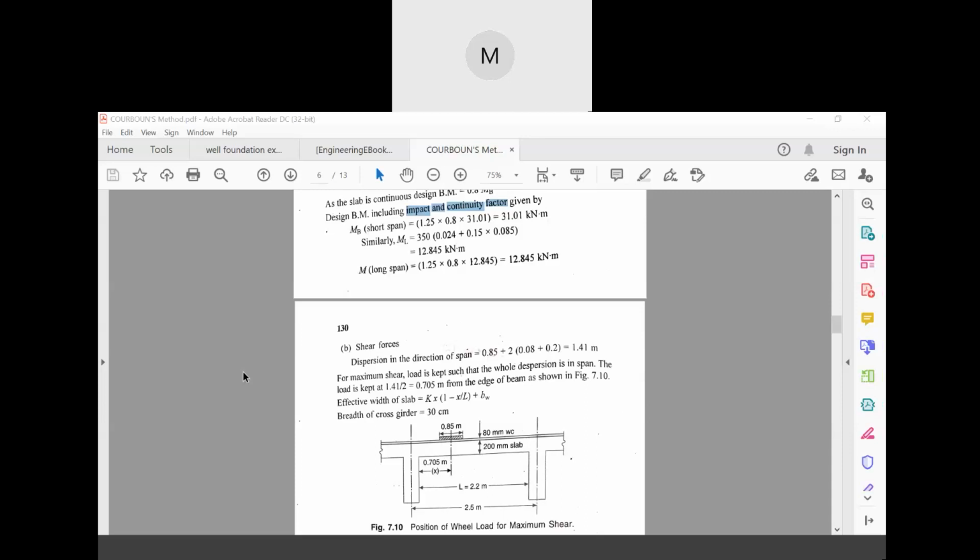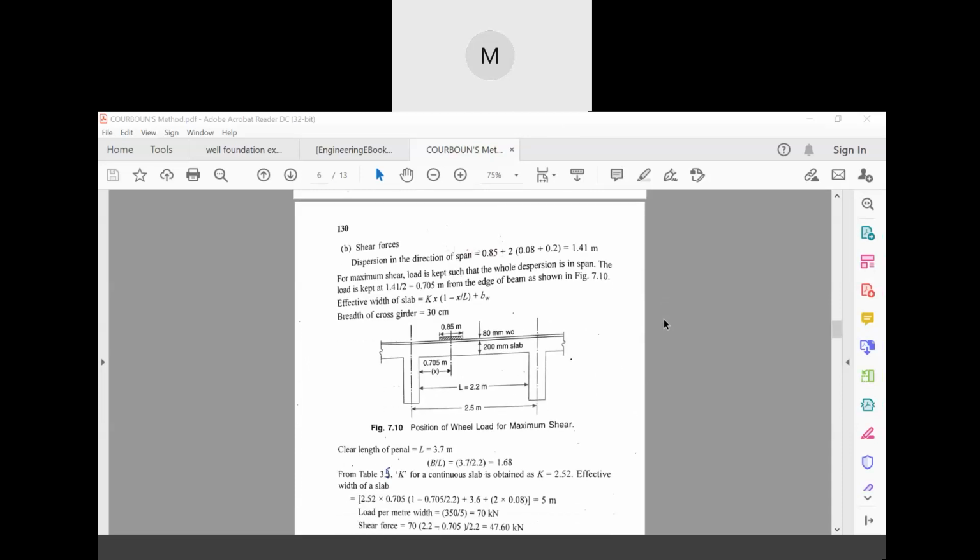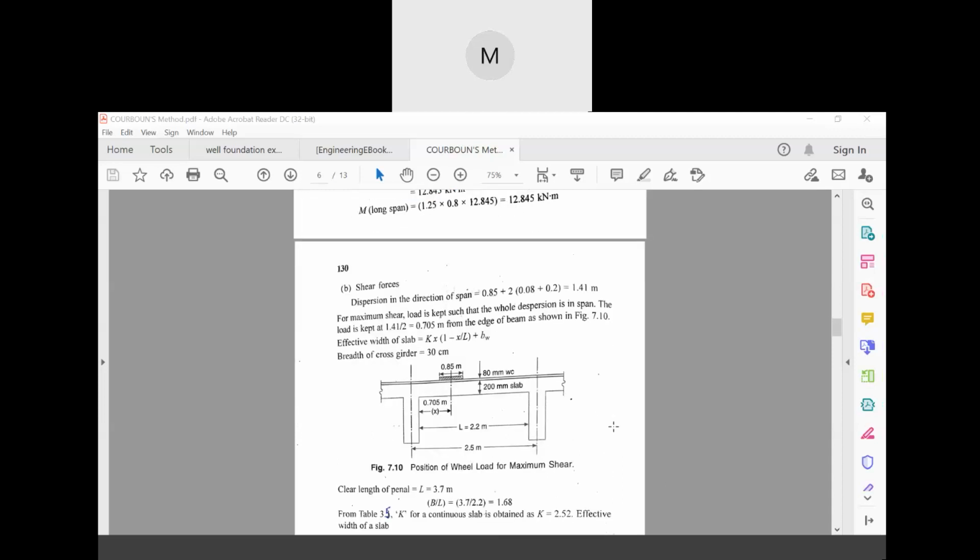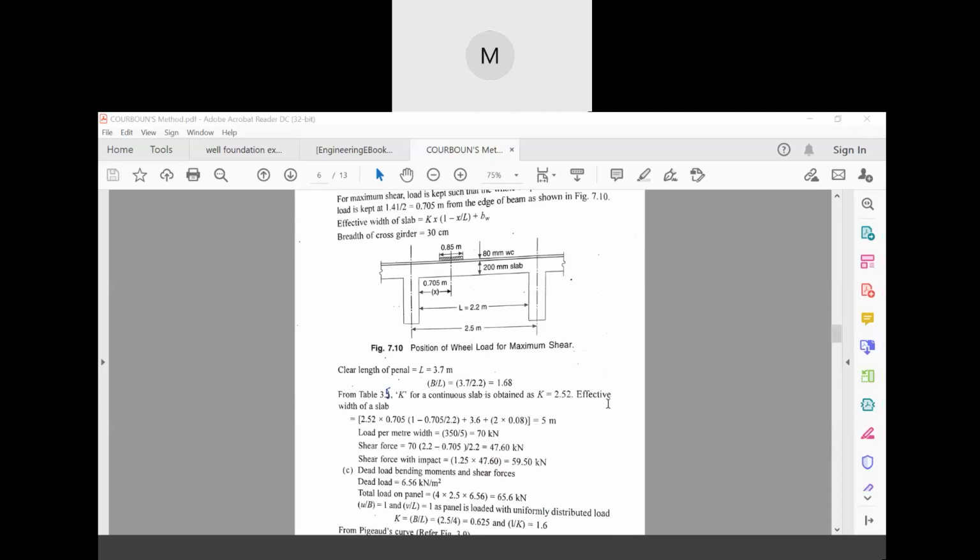Is it okay? So let us do one thing. The shear force part we'll be discussing in the next class, and eventually we'll complete this numerical in the next class.